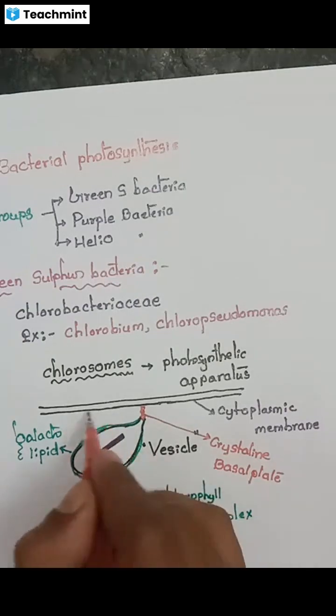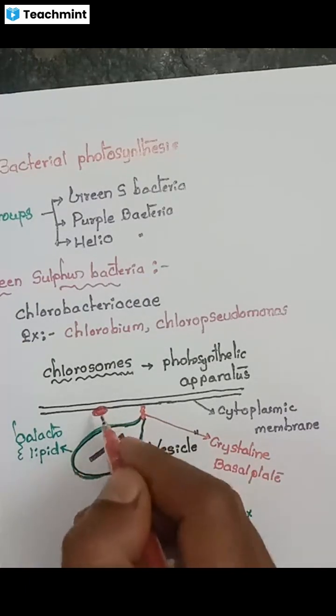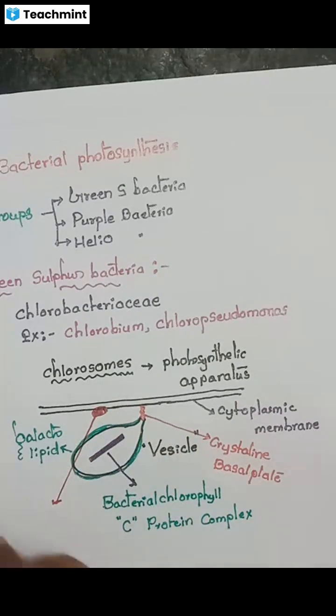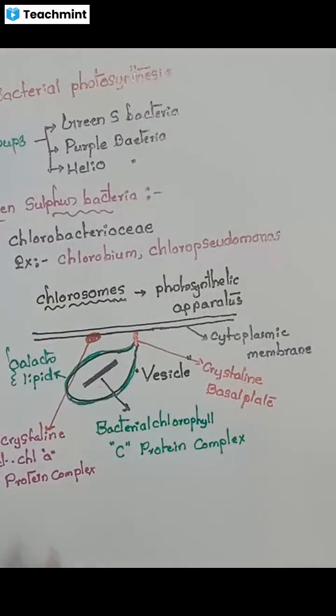So next one, the cytoplasmic membrane. The cytoplasmic membrane consists of non-crystalline bacterial chlorophyll A protein complex. So clear. The chlorosomes' rod-like structure is known as the bacterial chlorophyll C protein complex.